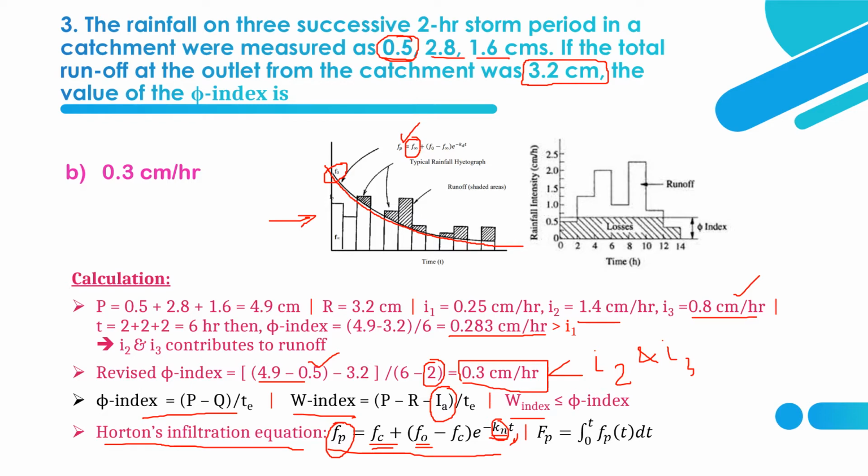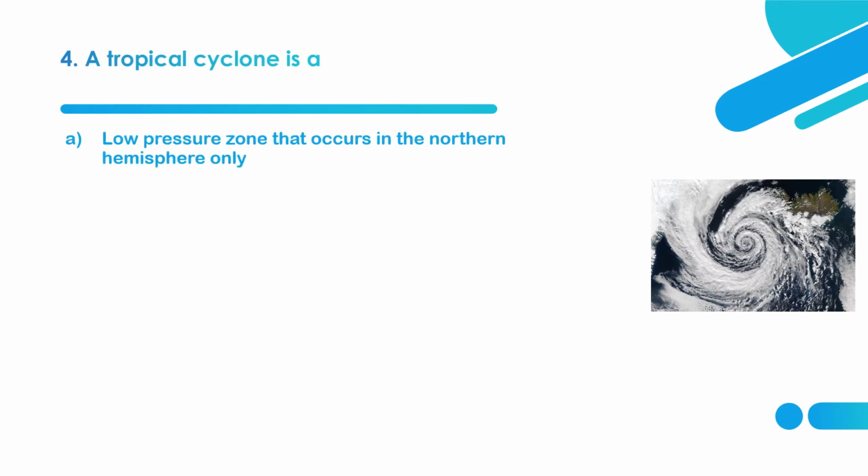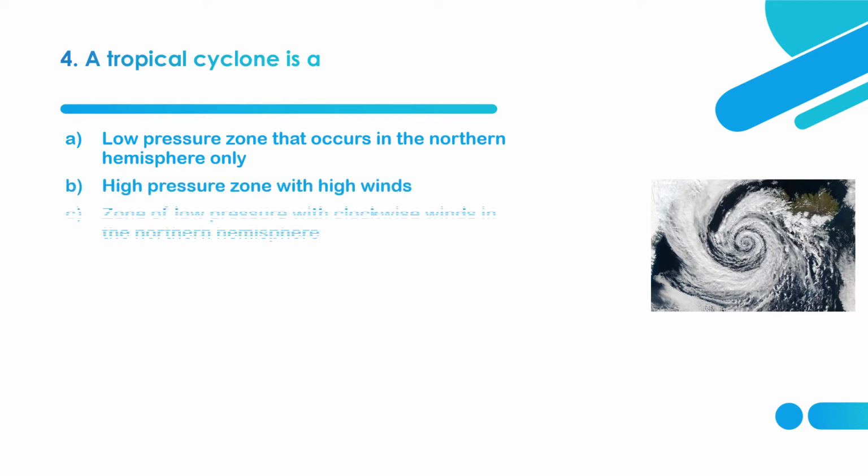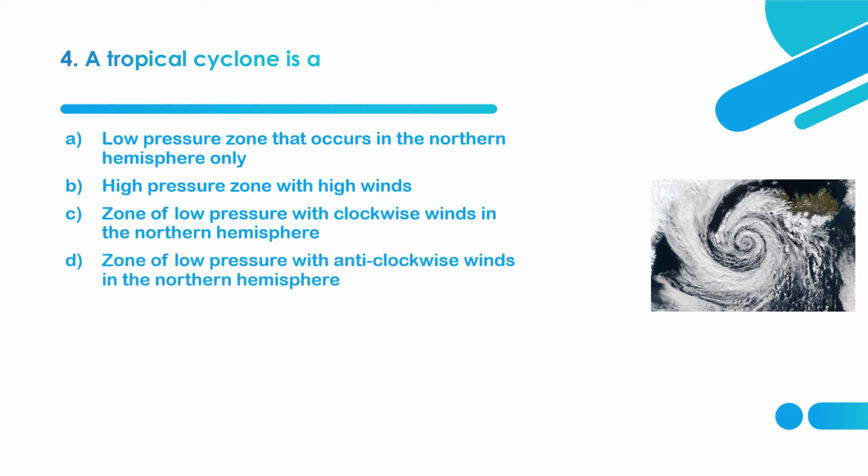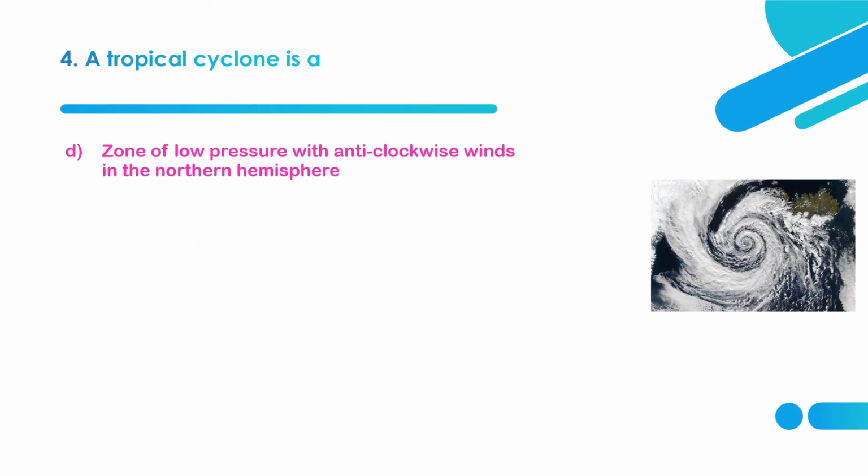Now let's move on to the fourth question. A tropical cyclone is a low pressure zone that occurs in the northern hemisphere only, or a high pressure zone with high winds, or a zone of low pressure with clockwise winds in the northern hemisphere, or a zone of low pressure with anti-clockwise winds in the northern hemisphere. What is the correct definition of a tropical cyclone? The correct definition is option D, a zone of low pressure with anti-clockwise winds in the northern hemisphere.